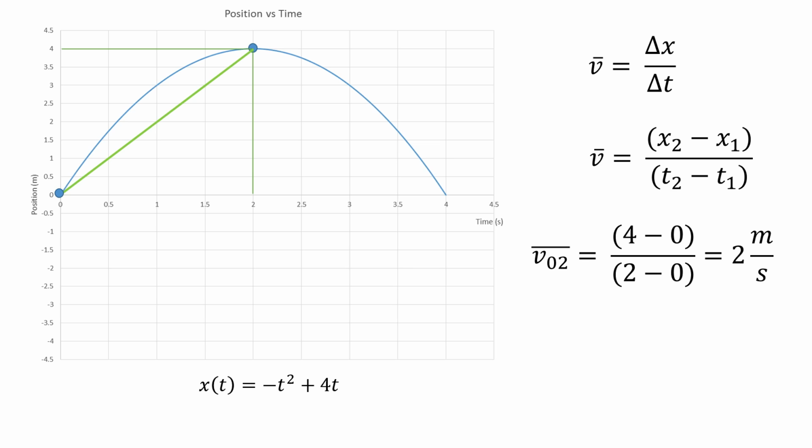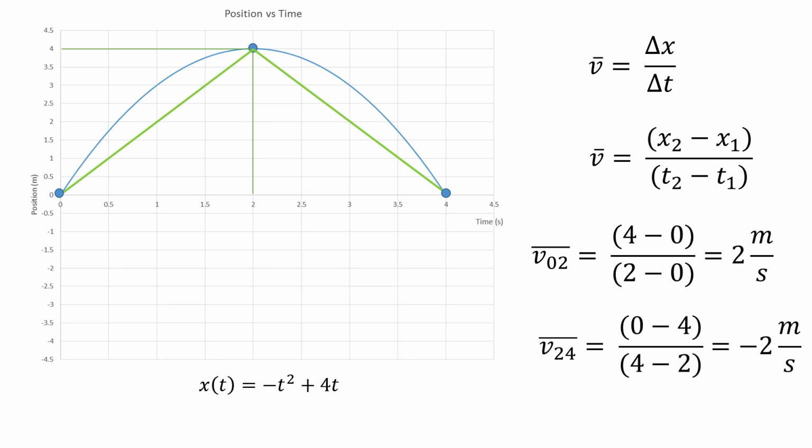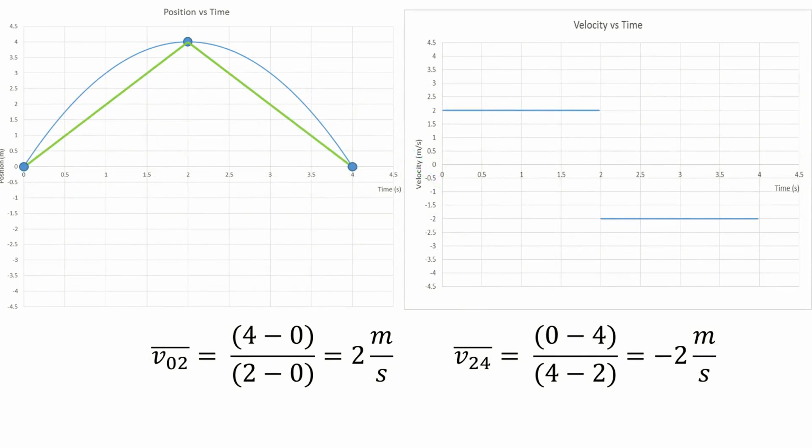This gives me an average velocity of 2 meters per second, which is the slope of this green line which connects the 2 points. The interval over the second half of the function will give us negative 2 meters per second. Sketching this average velocity over a time interval will look like this. The velocity function is just the slope of the position function, which I've approximated with the green lines. But notice that this really only gives a vague idea of what's happening.